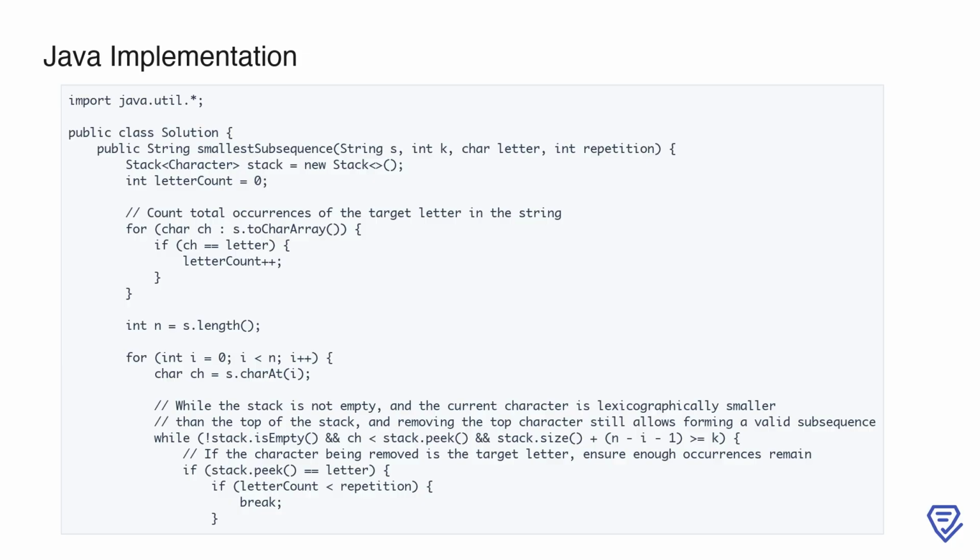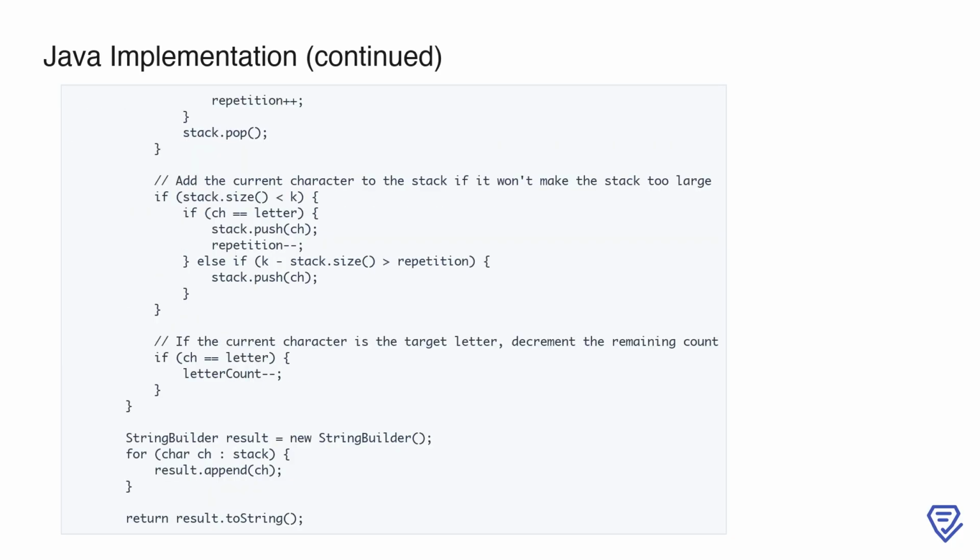If the current character is smaller than the top character of the stack, we consider removing the top character, provided that doing so does not prevent us from forming a valid subsequence of length k. We also ensure that removing a character doesn't reduce the count of the target letter below the required repetitions. If the character being removed is the target letter, we need to check whether there are still enough occurrences of it remaining in the string to satisfy the repetition condition. If not, we break out of the loop and stop removing characters from the stack.